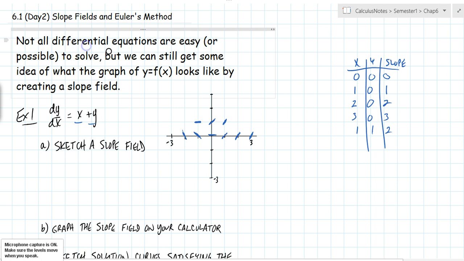And so on. Go ahead and pause your player, and see if you can fill in the rest of the slope indicators on this grid that goes from negative 3 to positive 3 in the x direction and negative 3 to positive 3 in the y direction.